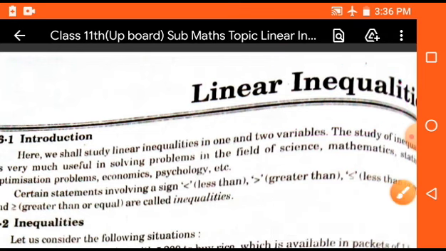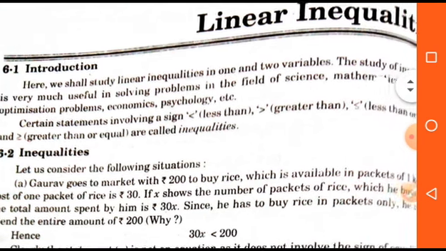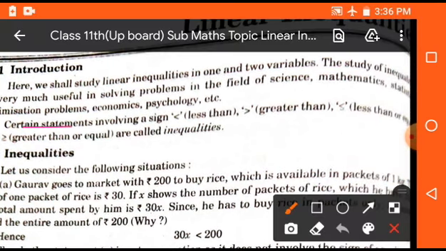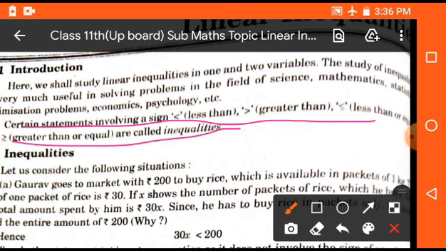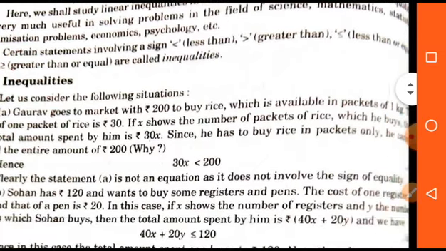Now, the proper definition of linear inequality is: certain statements involving a sign less than, greater than, or both less than or greater than are called linear inequality. Now, if we consider the inequality 30x is less than 200, then we will find that it is an example of linear inequality. Linear inequality can be in two variables or in one variable.